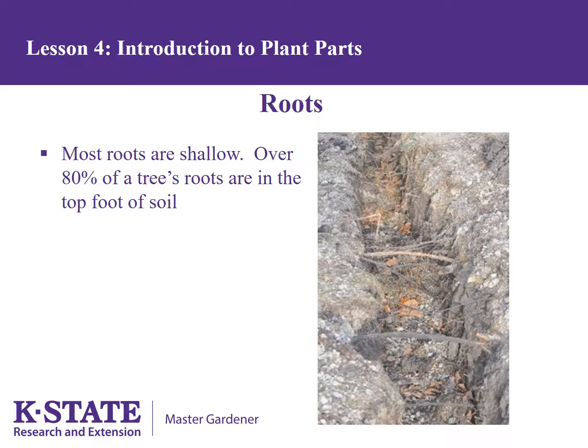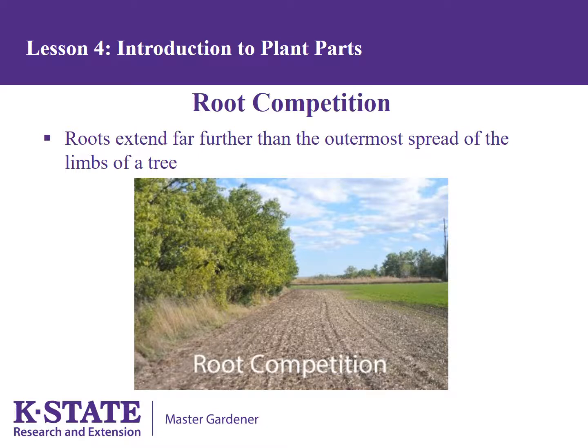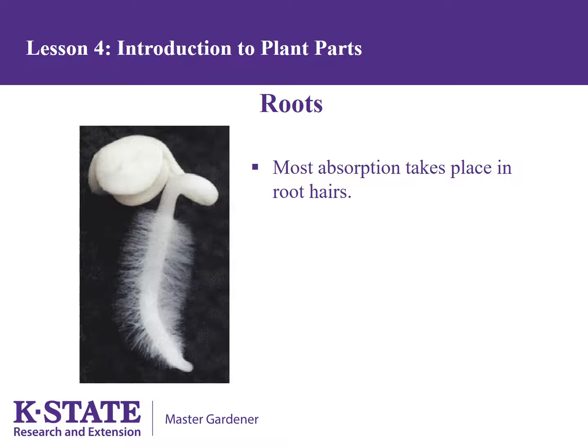If you have ever dug a trench near a tree, you likely have noticed that most roots are shallow. Usually over 80% of a tree's roots are in that top foot of soil. This is because roots need oxygen, and oxygen levels are highest within that top foot. Roots extend far further than the outermost spread of the limbs. This photo shows wheat didn't germinate near a line of trees due to competition from tree roots. Roots often extend 3 to 5 times as far as the drip line of the tree.